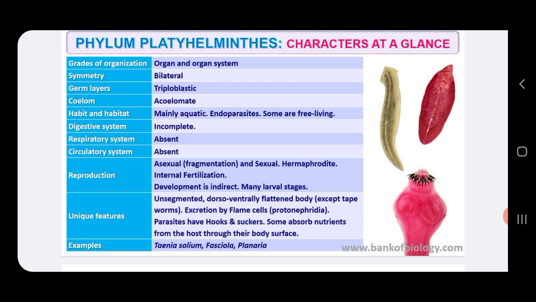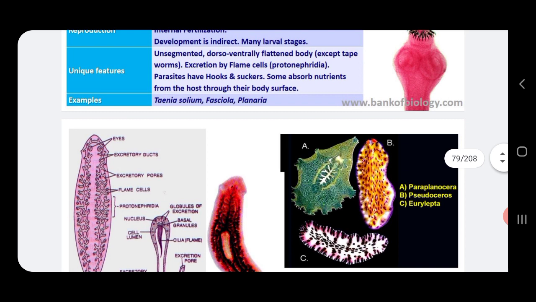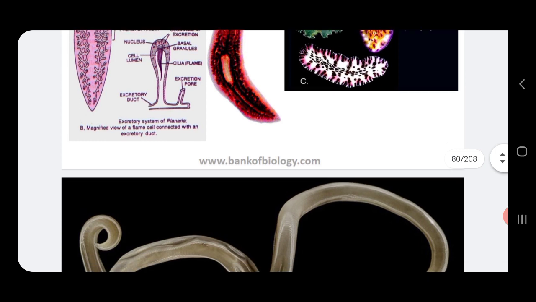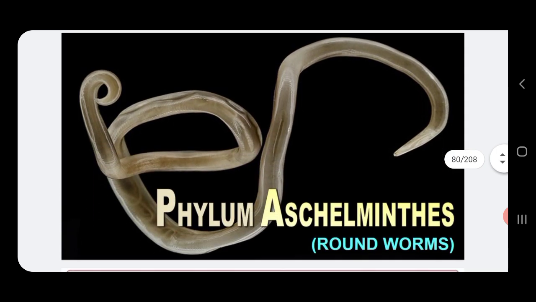Then parasites have hooks and suckers to absorb nutrients from the host through their body surface. The examples for this are Taenia solium, Fasciola hepatica and planaria. So here the diagram is the planaria diagram. And then next are the different types of Platyhelminthes. Coming to the next one, phylum Aschelminthes. This phylum Aschelminthes is also called Nematohelminthes.